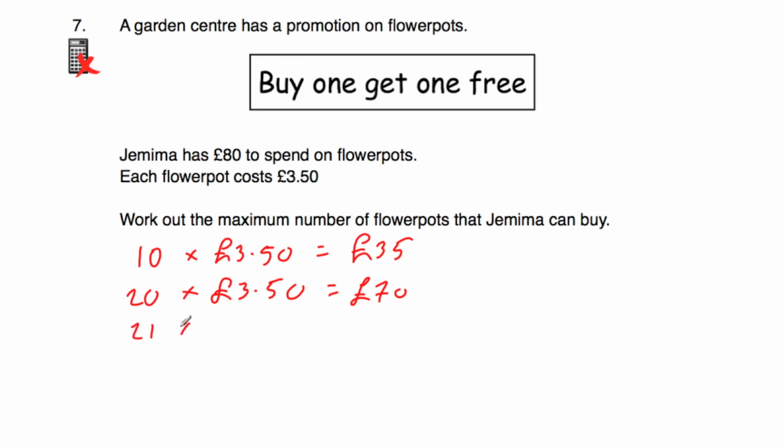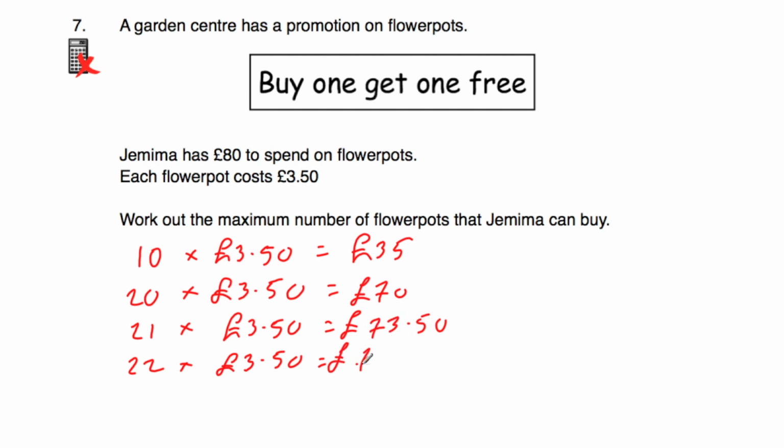So 21 lots of £3.50, well, that'll be another lot of £3.50, so that'll be equal to £73.50. And if we were to do another lot of £3.50, adding on £3 would be equal to £76.50, and adding on the 50p would be £77. So that means that 22 lots of £3.50 is equal to £77. So she can buy those. She could buy 22 flower pots and get 22 free.